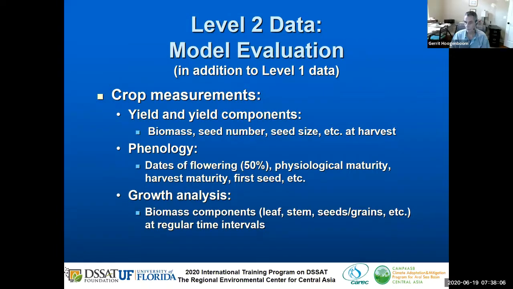And if you just remember the example Cheryl showed where we had the data points over time for above ground biomass, these are the type of data that were collected in a growth analysis experiment.